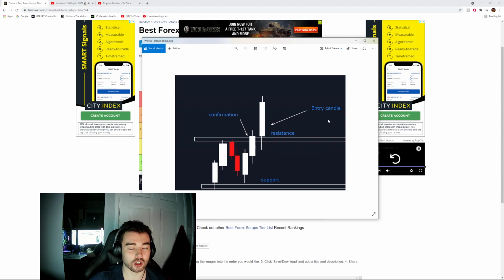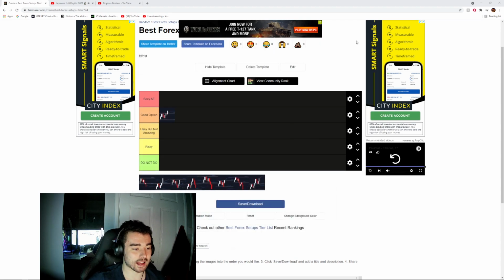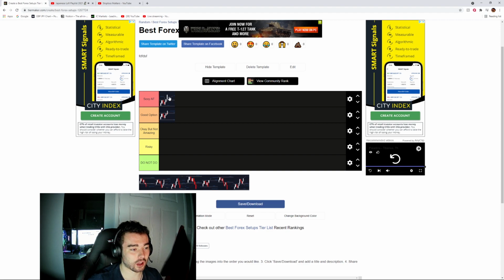So really solid option, and I'm gonna rate this as the GOAT. This is the GOAT and sexy as fuck, because I take this on a daily basis. If you join my live streams, you'll see me take this trade a lot of the times. So I highly recommend this trade.